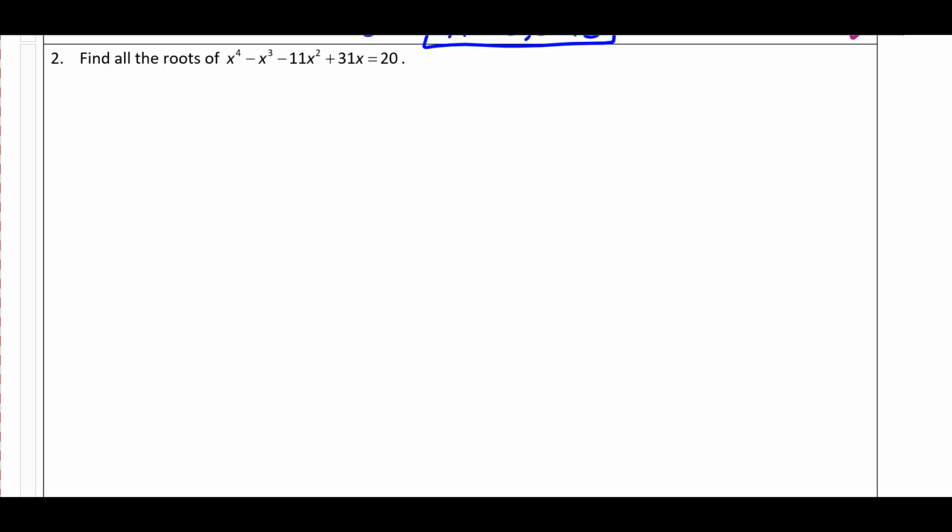Now our hope is that it's going to have at least 2 real solutions, because otherwise we're going to have a hard time with this. So the first thing we would want to do is we would want to get this polynomial equal to 0. So to do that, we're going to have to subtract the 20. Our next step is to look at our graph.